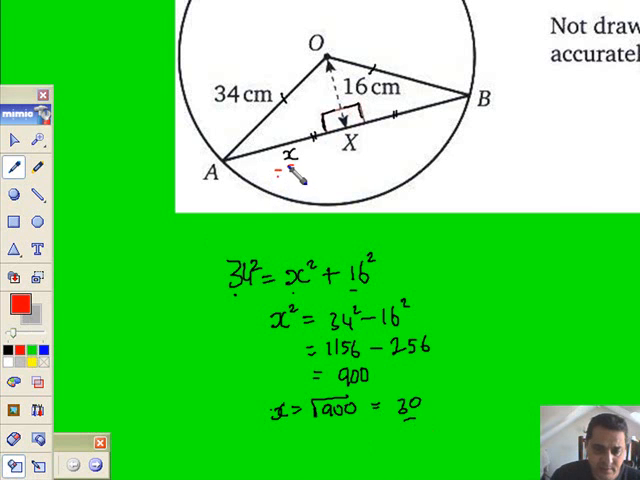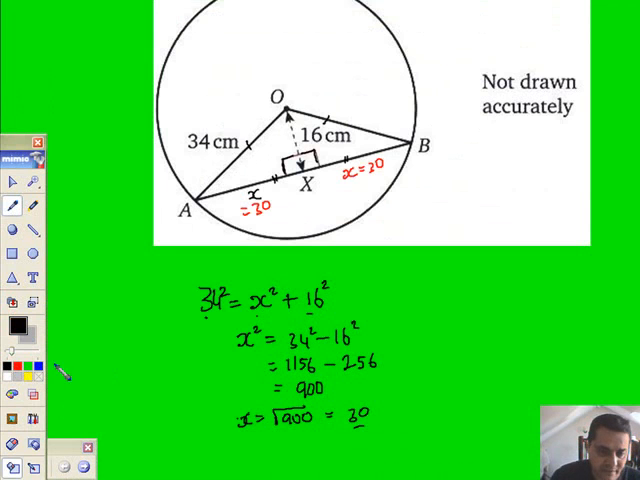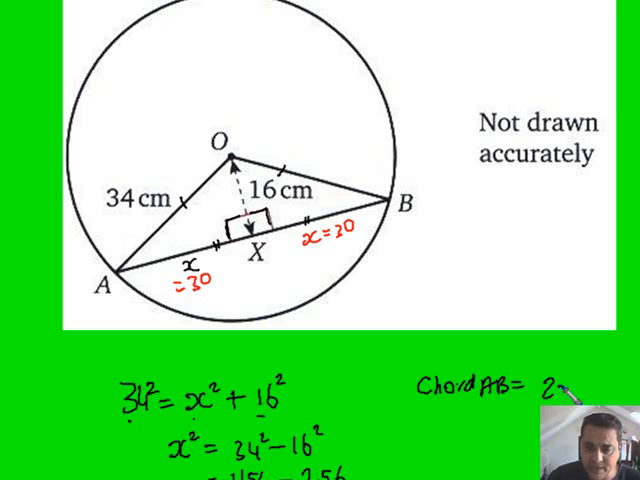Just write it in here. I've just calculated it. So this other x here will also be 30. So without any further ado, we can say chord AB is going to be 2 x's, in other words 2 lots of 30, so we're looking at 60 centimetres in total. Alright, and that's like a little starter vid.